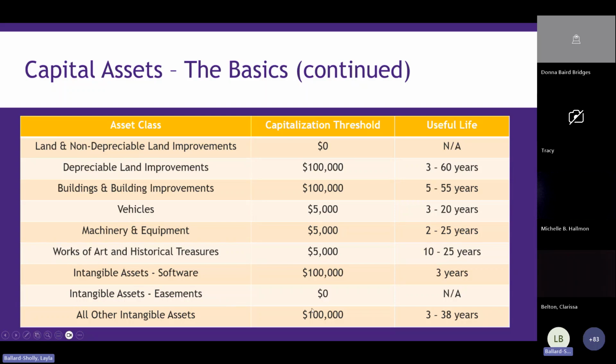All other intangible assets, they still have the same $100,000 threshold, but their useful life is 3 to 38 years. Other examples of this that I don't know if anyone has are trademarks, copyrights, patents, and land use rights for water and timber. We don't go into detail of how you should assign a useful life to any of those very specific items. You should determine individually. Like I said, stick in the range. If for some reason your agency has something you feel kind of strongly is longer than this range, contact me and we can figure out if we need to maybe adjust the range.